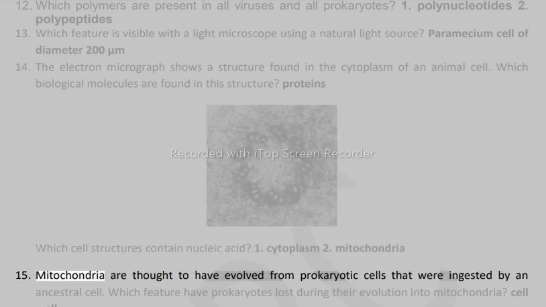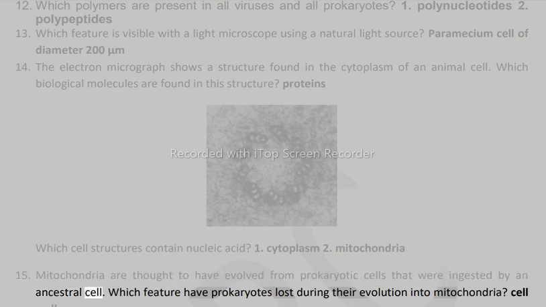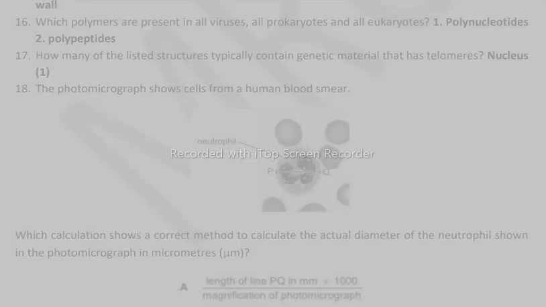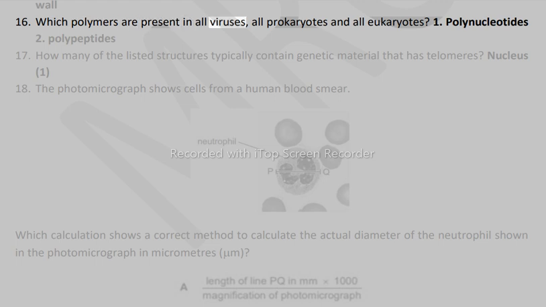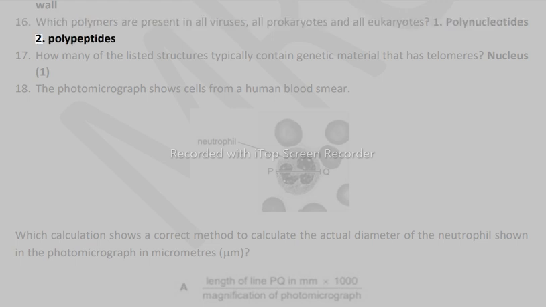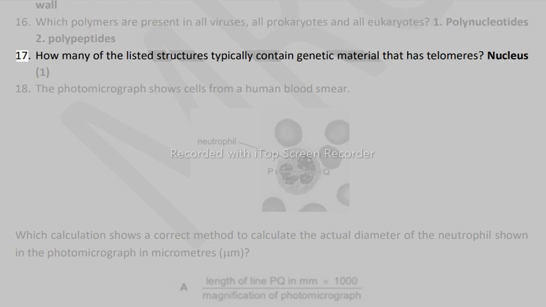15. Mitochondria are thought to have evolved from prokaryotic cells that were ingested by an ancestral cell. Which feature have prokaryotes lost during their evolution into mitochondria? Cell wall. 16. Which polymers are present in all viruses, all prokaryotes, and all eukaryotes? 1. Polynucleotides. 2. Polypeptides.